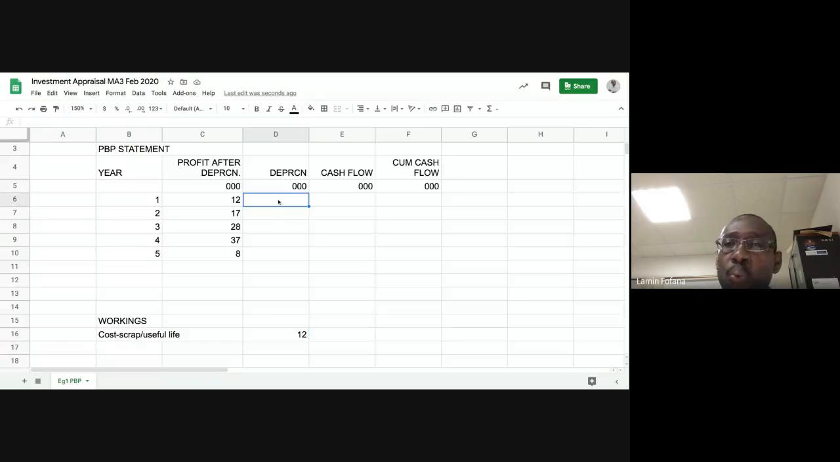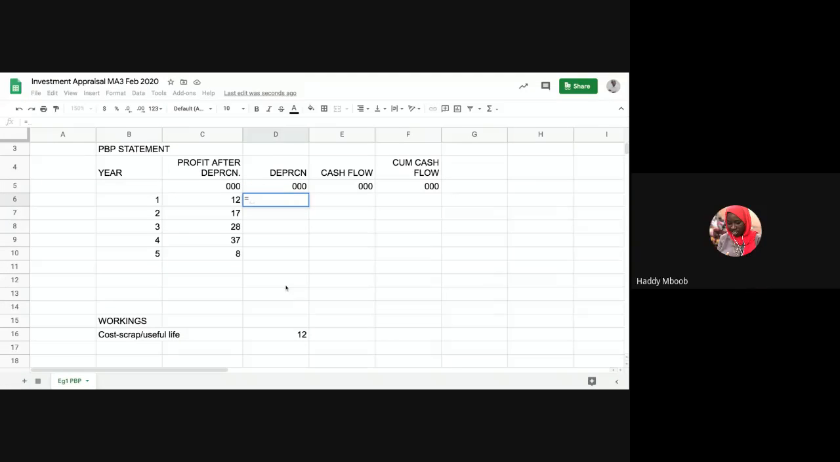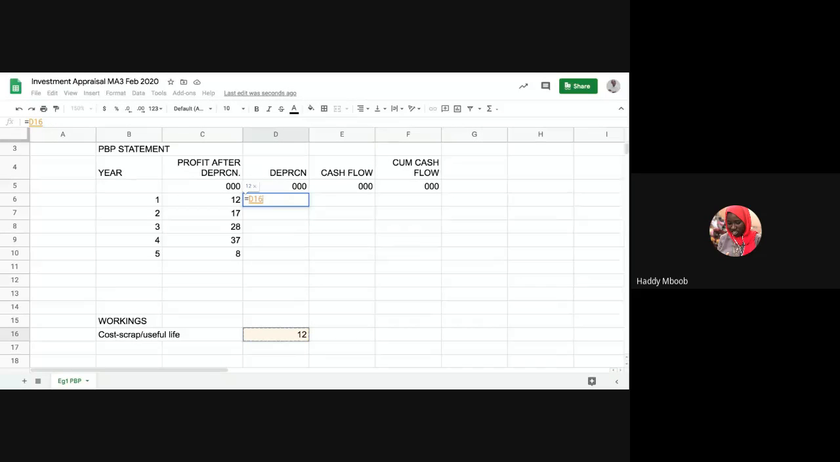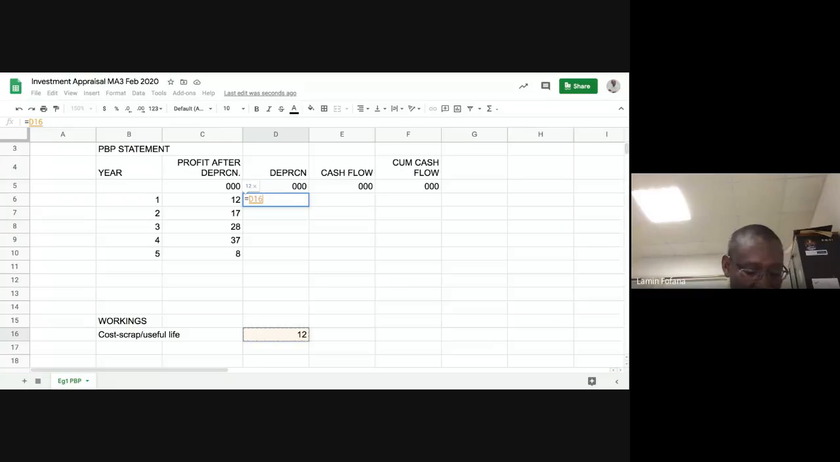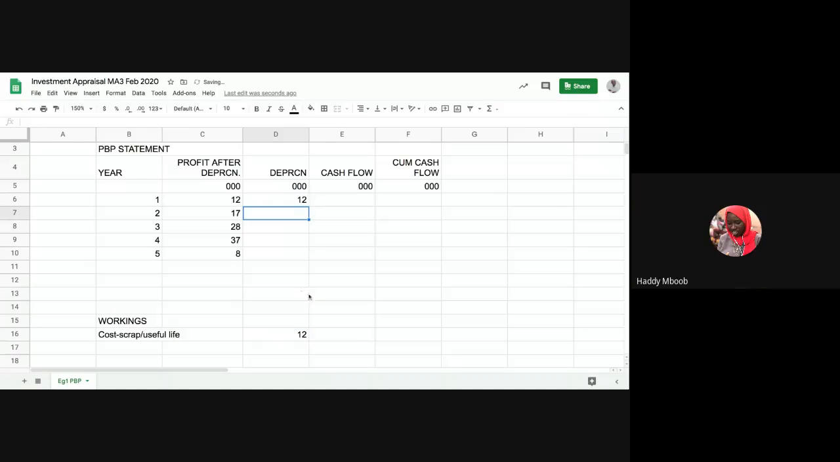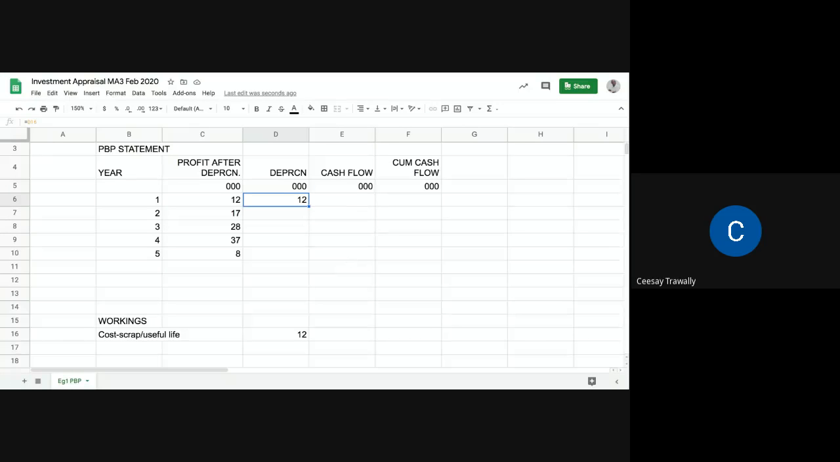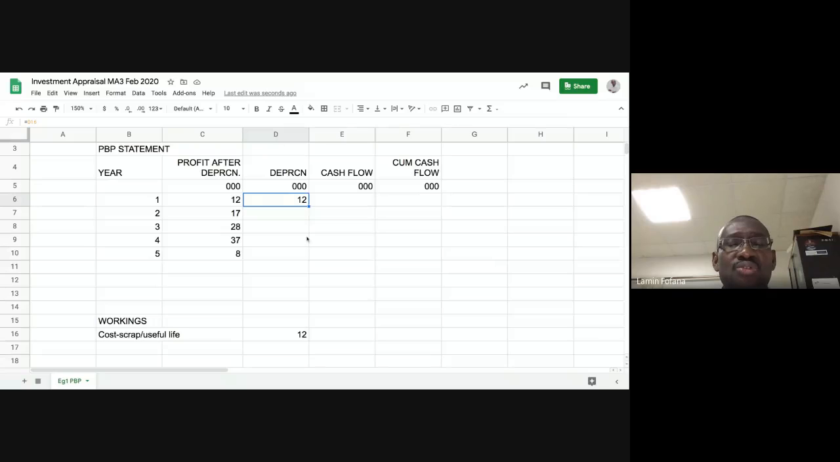So now, how do we bring this 12 here? We say equals, and then click on the cell D16. Then I enter. Okay, then, what about the others? I think they are all 12. All should be 12. Okay, so what do I do next?